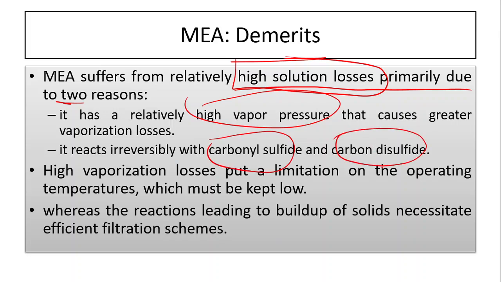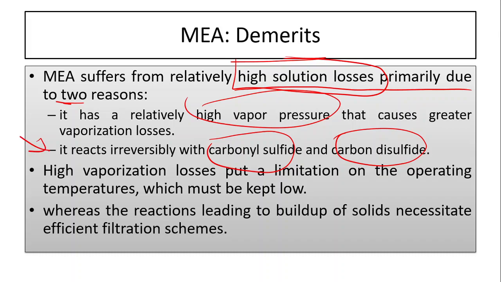If these two materials are present in the natural gas, what happens? They will react with the MEA, that is the monoethanolamine, and there will be a loss of that, because they are irreversible processes. It means now we cannot regenerate the MEA again from the carbonyl sulfide reactions and from the carbon disulfide reactions. So that's why it is simply a loss. It is considered the loss of the MEA solution.